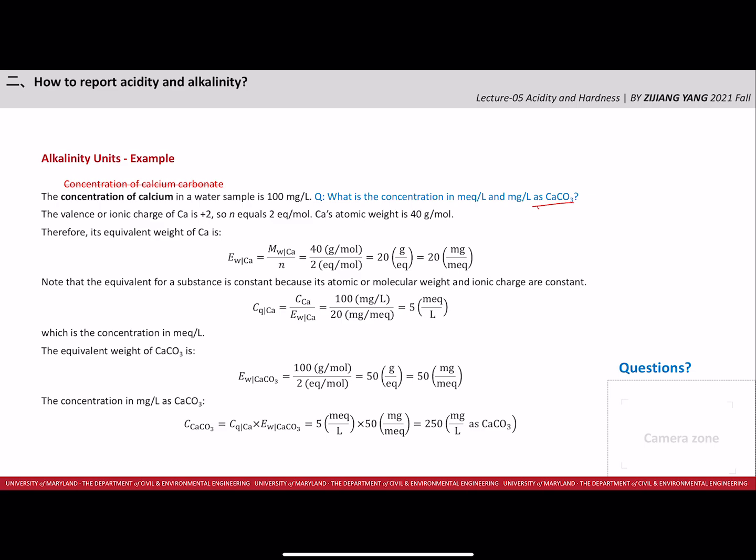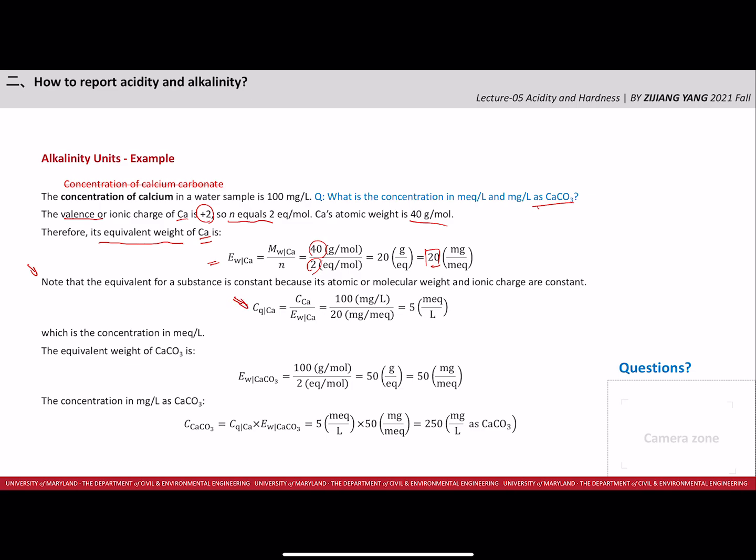In this question, we know that the valence or the charge of calcium is 2, so N equals 2. And the calcium atomic weight is 40. So its equivalent weight, of calcium, not calcium carbonate, is 20. We use 40 divided by 2. And we need to note that the equivalent weight of a substance is consistent because the atomic or molecular weights and ionic charge are constant.